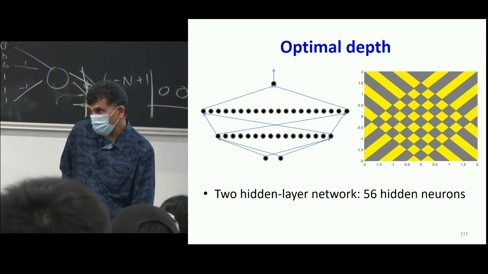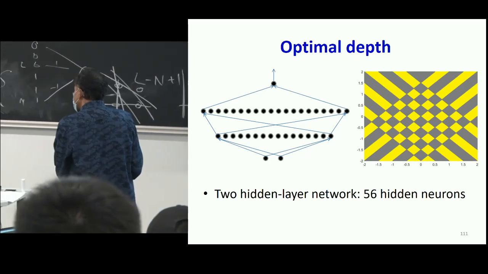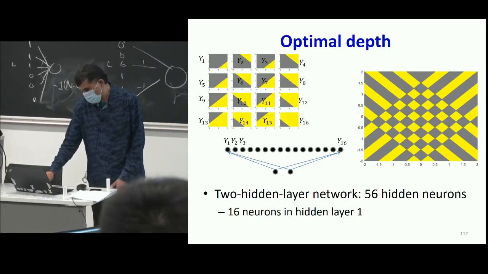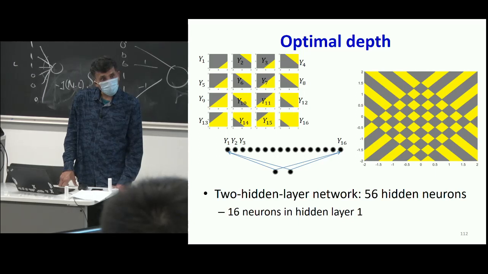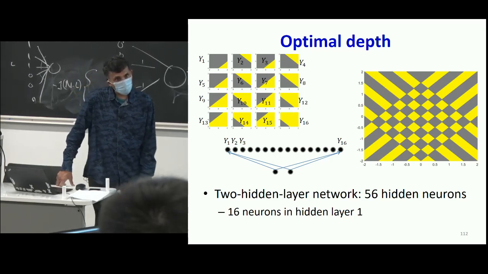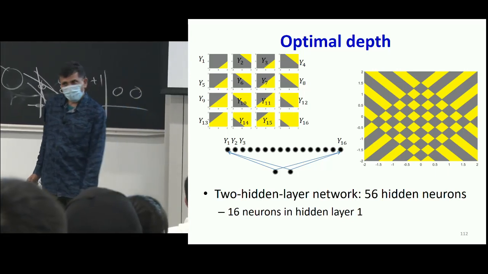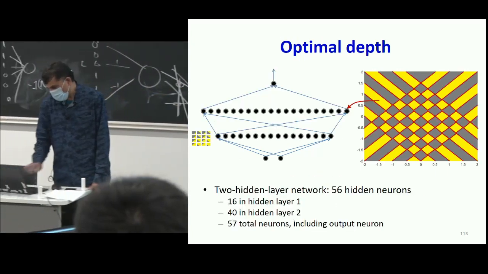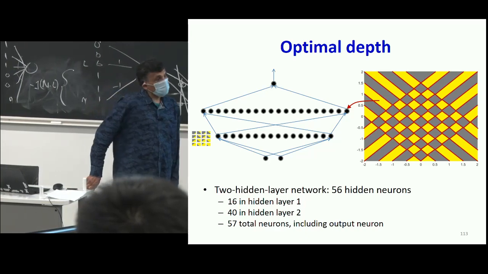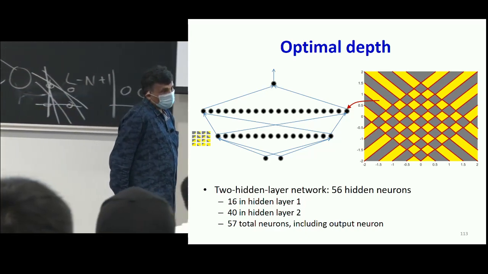Why 57? Because this pattern is formed of 16 lines. So here are the 16 lines that form the pattern. So I will need 16 neurons in the first layer to capture these 16 lines. Now there are 40 yellow regions in the figure.